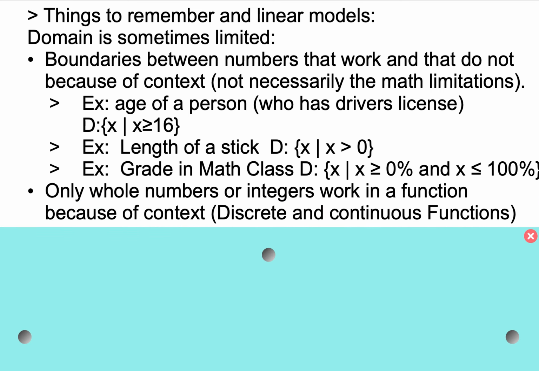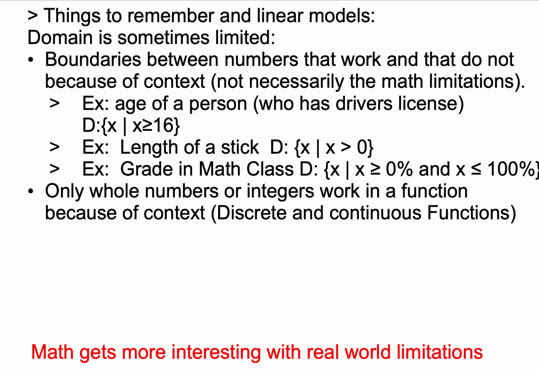Another possible problem that can happen is when only whole numbers or integers work in a function because of the context. And this was the idea of discrete and continuous functions. Discrete inputs or discrete domains are ones in which only certain numbers work, and with continuous, you have a whole range of numbers that can work. For example, a discrete variable could be the number of people, and a continuous variable is something like time, where I can take time and split it into smaller pieces, and it still has value as time.